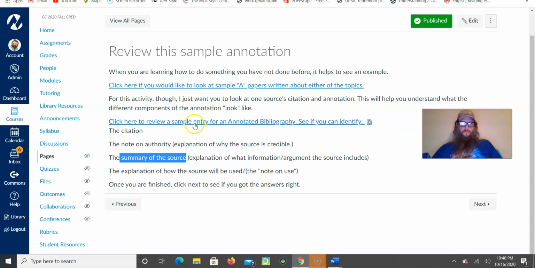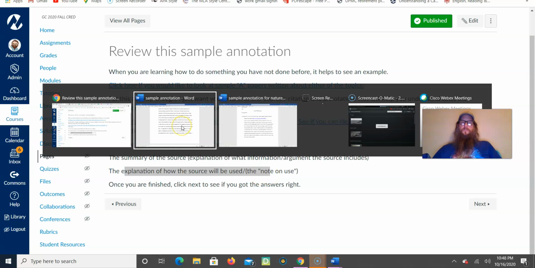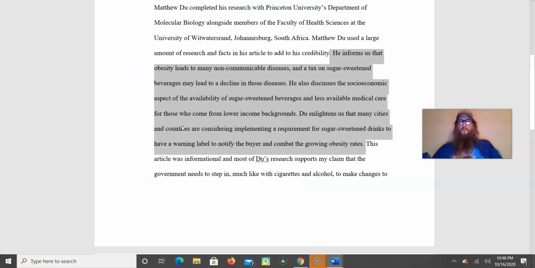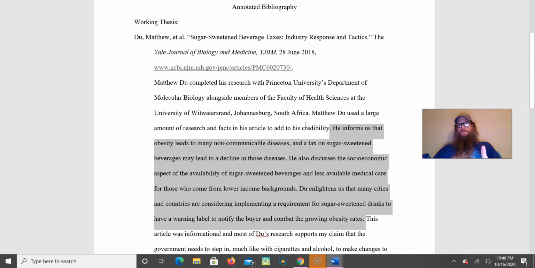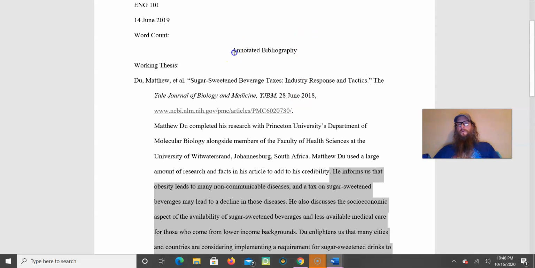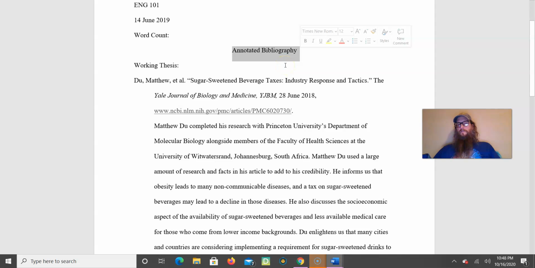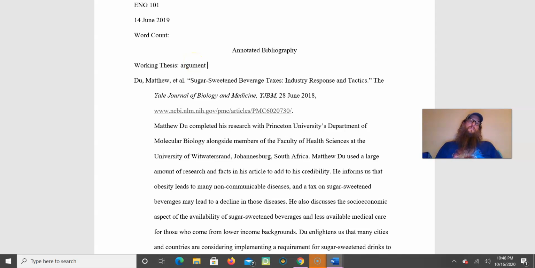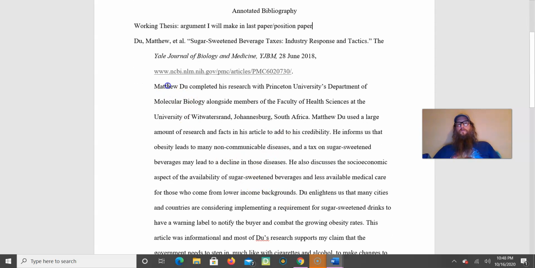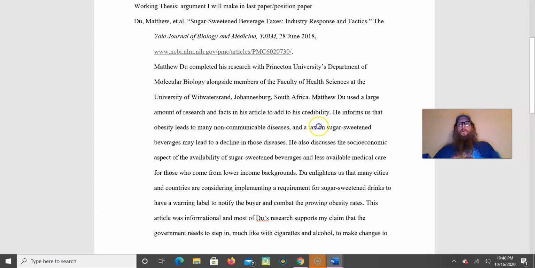What is left? The explanation of how the source will be used. Remember, you're not making an argument in the annotated bibliography. This is all informational writing. Instead, you're thinking about what argument you want to make in the final paper, right? And these sources are going to help you make it. So here's why we can trust them. Here's what they say, the summary.